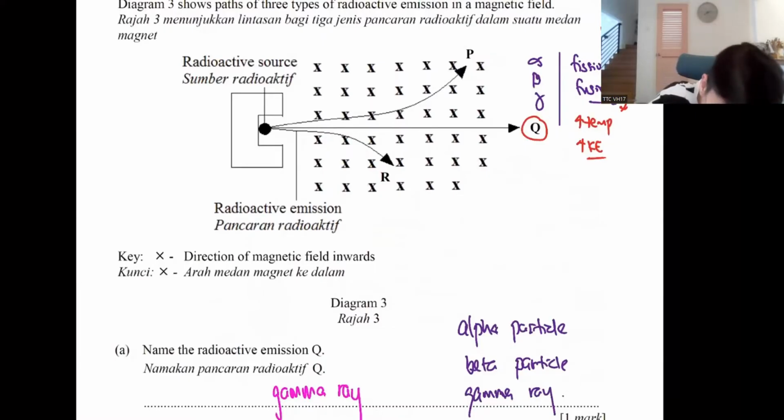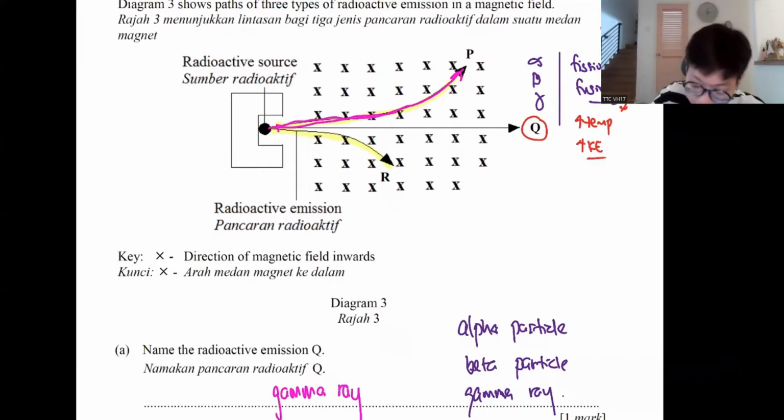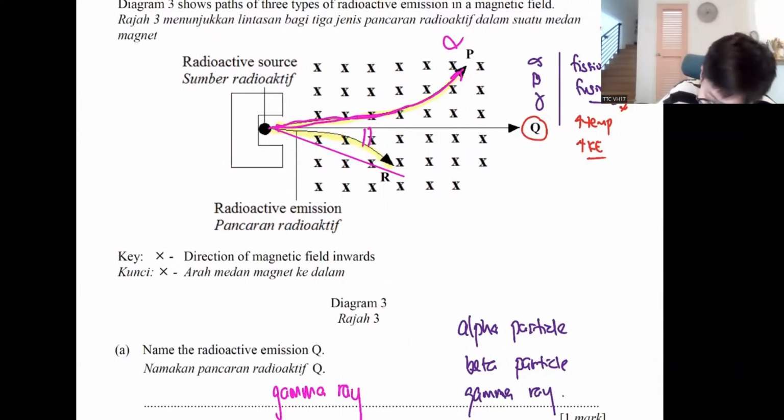Let's check P first. Of P and R, which one is alpha and which one is beta? We can see the one that goes further is obviously going very much further, meaning it is heavier, so it is less deflected. So this is alpha. The other one deflects more, with a wider angle of deflection, so R is known as beta particle.